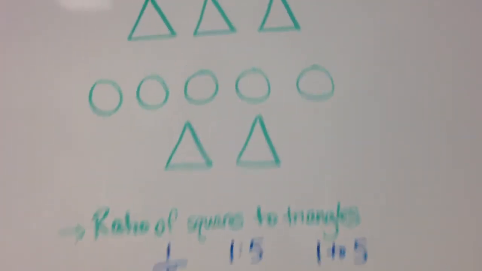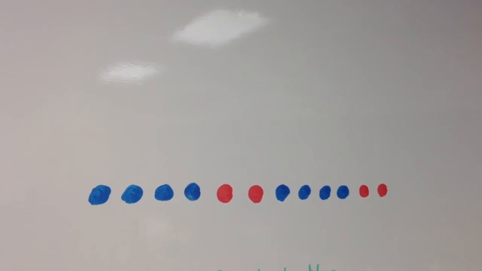Now I'm going to show you one more example with ratios. We're going to look at these dots. We have red and blue dots. The first thing I would like you to find is the ratio of red to blue. So it's important that you put the number for red first. There are 4 red dots. And blue, there are a total of 8 dots.